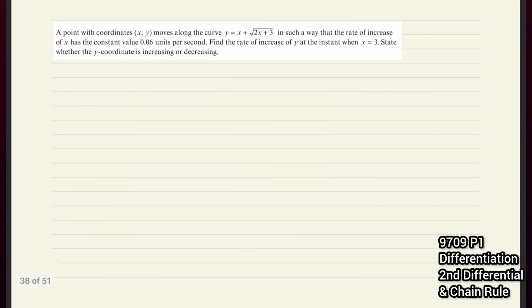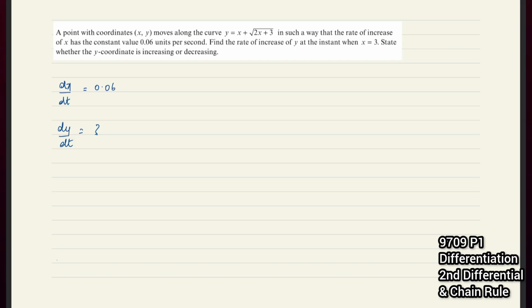Next, a point with coordinates x, y moves along the curve y is equal to something in such a way that the rate of increase of x, meaning dx by dt, has a constant value of 0.06. Find the rate of increase of y. dy by dt is required. When x is equal to 3, state whether the y coordinate is increasing or decreasing. For increasing and decreasing function, we just need the first differential. If the first differential is greater than 0, then this is an increasing function. First differential less than 0, decreasing function.